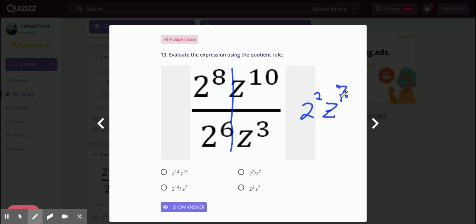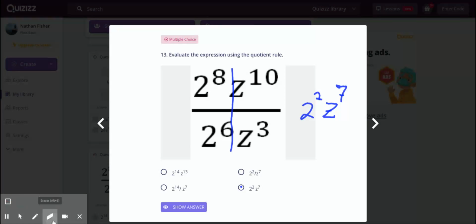The reasoning is pretty similar to what I showed. If I broke those apart and had 10 z's on top and 3 z's spread out on bottom, 3 of them would cancel out, leaving me with 7 of them. So it's the same kind of idea. And then if I look at my options here, that would be this one on the bottom right there. 2 squared times z to the 7th.